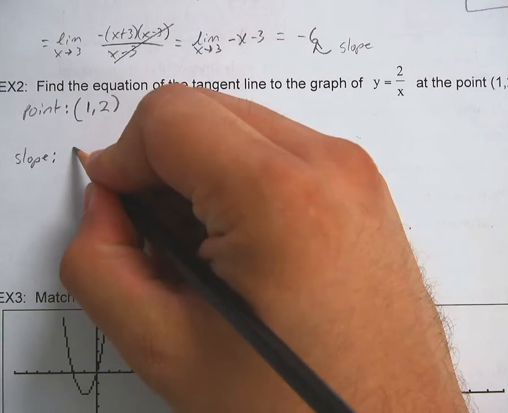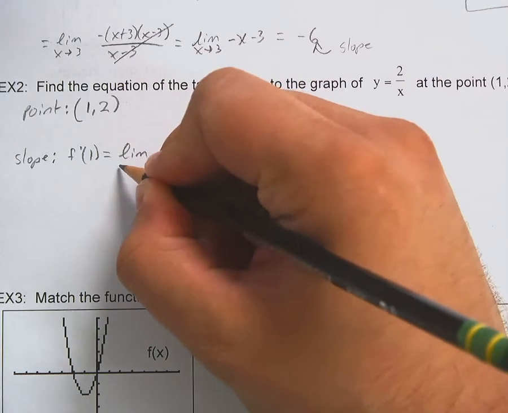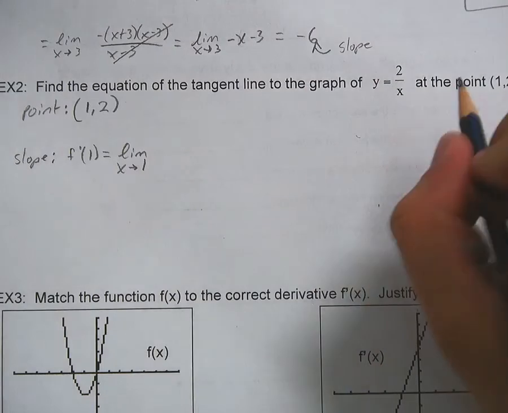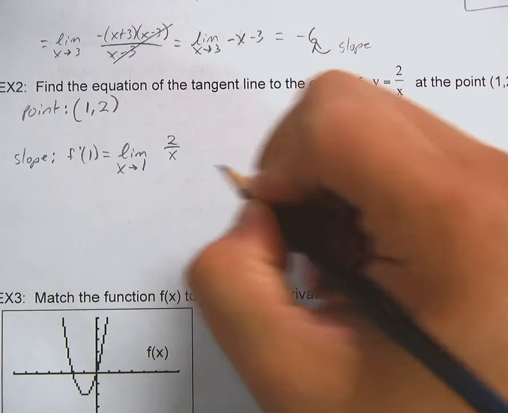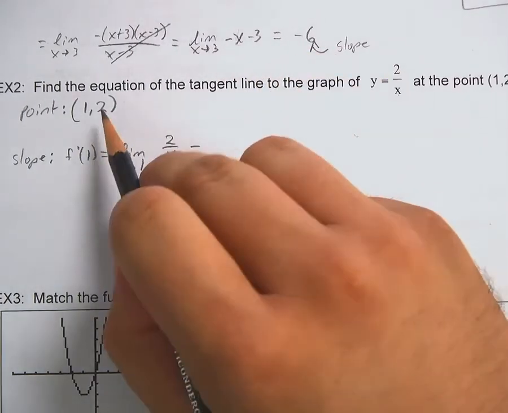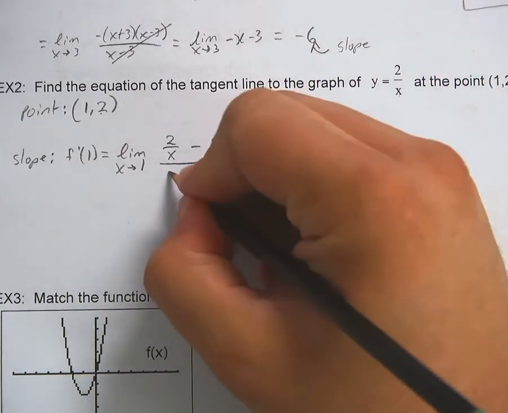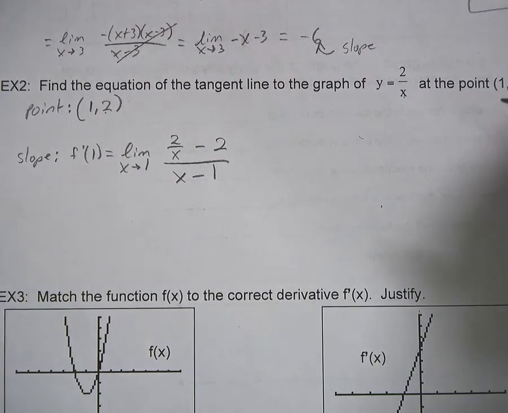So we've got f prime of 1 is the limit as x goes to 1. Your function is 2 over x, so it's 2 over x minus f of c over x minus c. Okay? Now there's a couple of things that we can do to this.